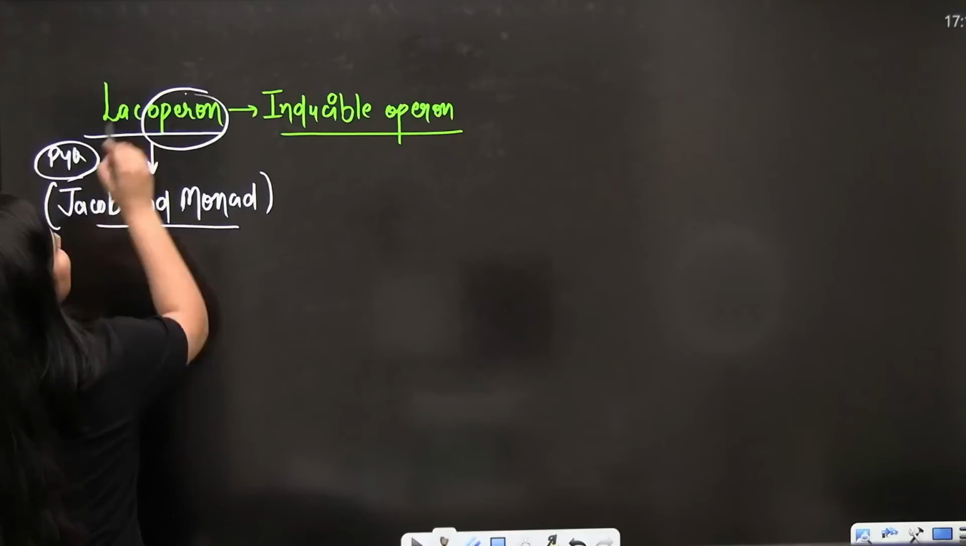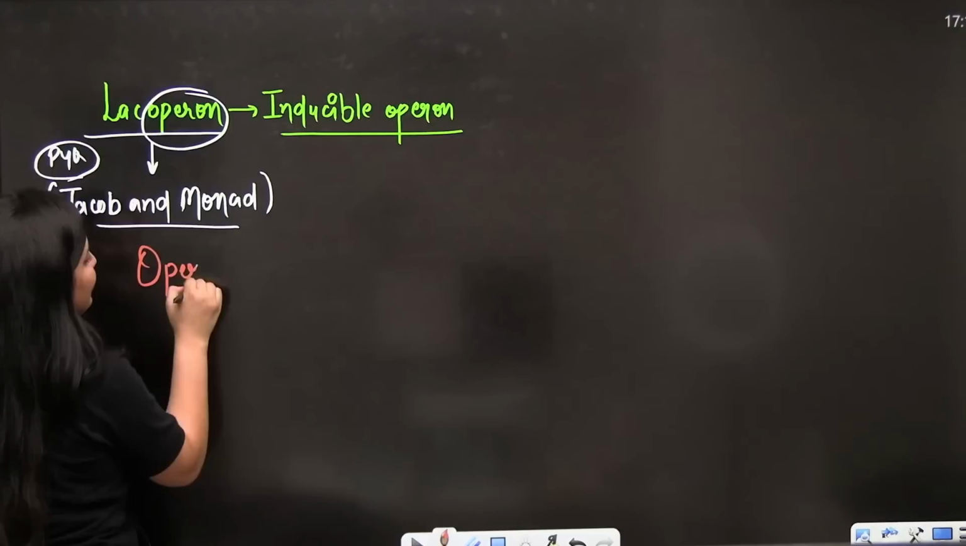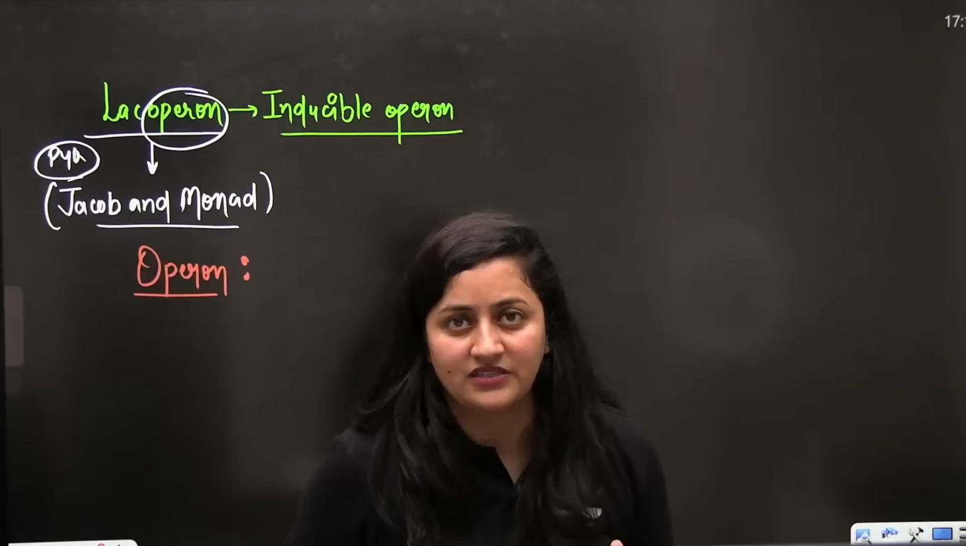Now, what exactly is the meaning of an operon? Can you tell me in the chat section, all of you? In the case of prokaryotes, operons are present. These operons are not present in the case of eukaryotes.